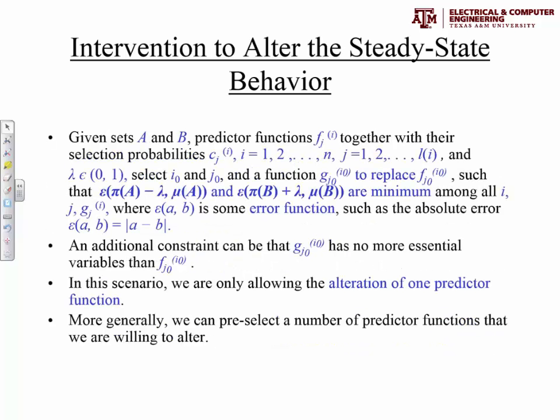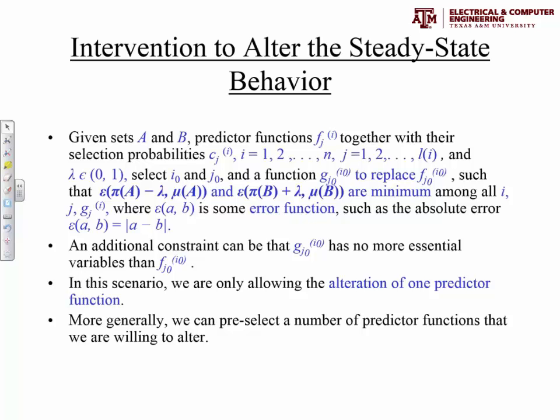So given sets A and B, predictor functions Fij together with their selection probability Cij, whatever information is given in that truth table, and lambda belonging to (0, 1), select i0 and j0. That means select the predictor, which predictor corresponding to which gene you are going to change, which column, and a function Gi0,j0. And how are you going to change that particular column?